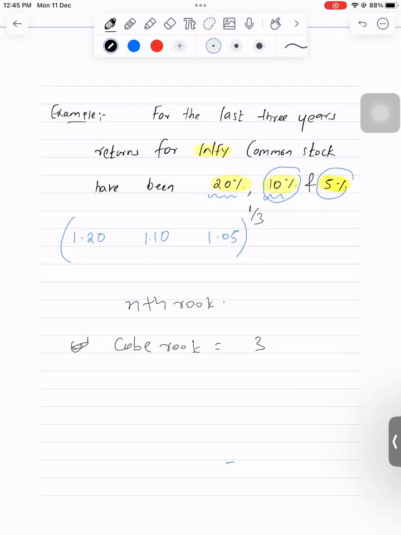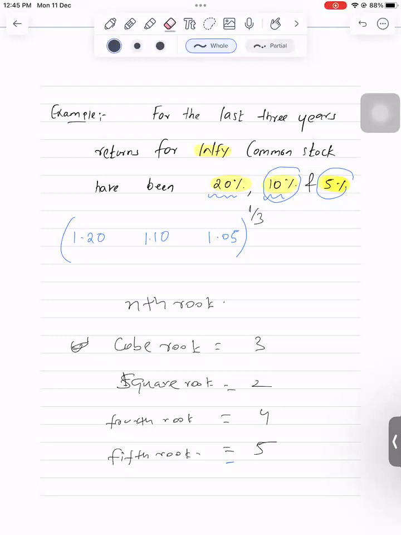If the data set has two values, we will go for the square root. If the data set has 4 values, we will go for the fourth root. If it has 5 values, we will go for the fifth root and so on. So first you need to compound all values and then come up with the nth root. In this case, I will go for the cube root.